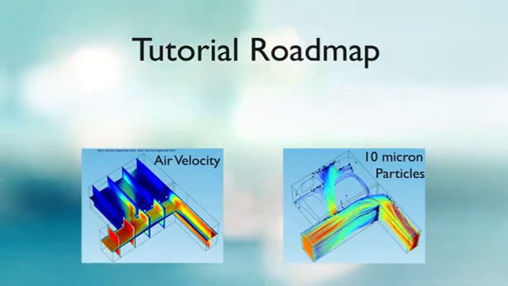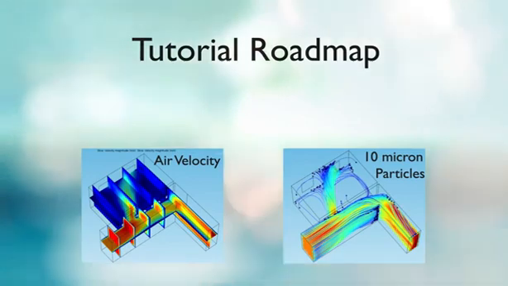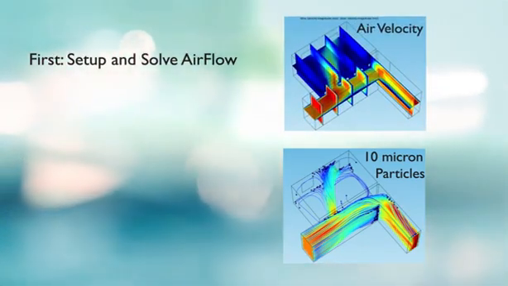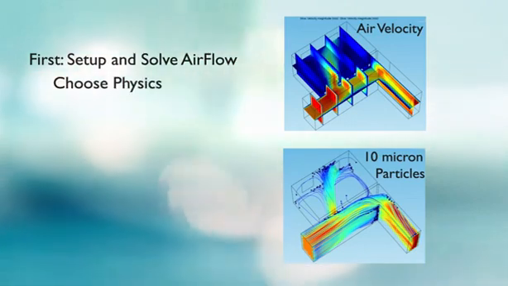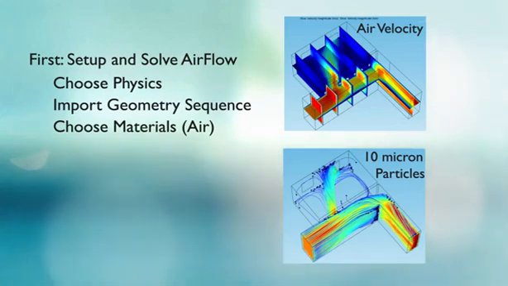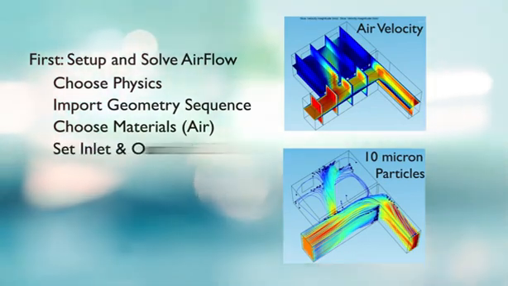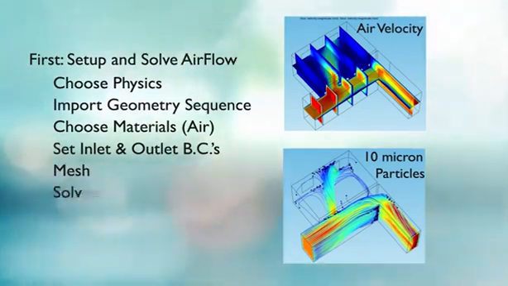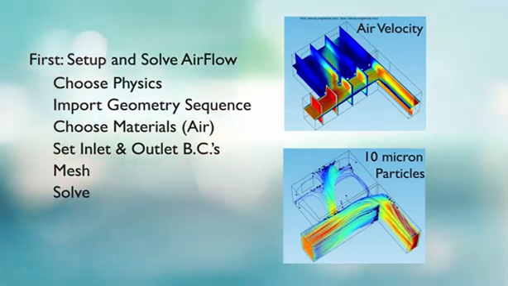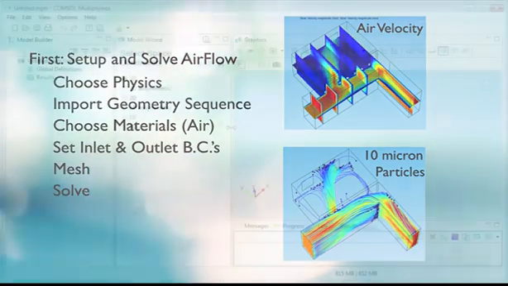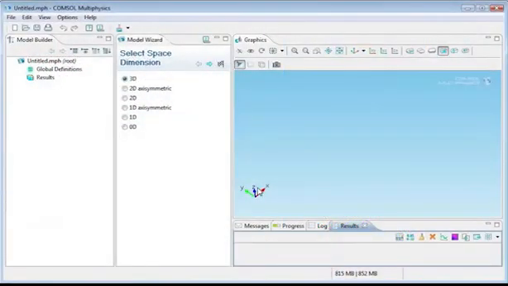So let me walk you through the roadmap of how I'm going to solve this problem. Well, first we're going to set up and solve the airflow. So you'll see me choose the physics. We'll import a geometry sequence, and then we'll set what the materials are. In this case, it's air. We'll set the inlets and the outlets. For boundary conditions, we'll mesh it and solve it. Now, once that is done, we'll go on and add particle tracing, and then finally get some result statistics about that. And then I will go to my COMSOL screen.